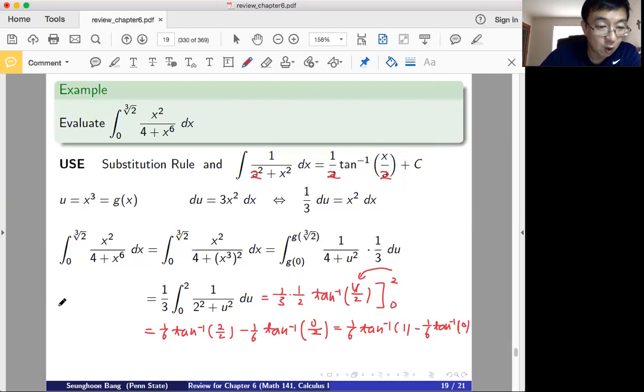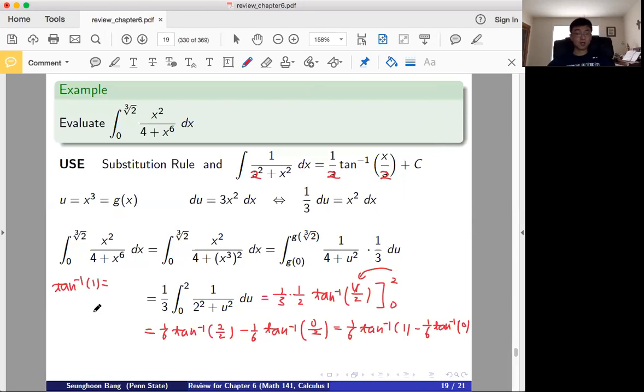So my question, what is inverse tangent of 1? What's that? What is inverse tangent of 1? Do you know the answer? Could you write your answer on the chatting board if you know this answer? What is inverse tangent of 1?